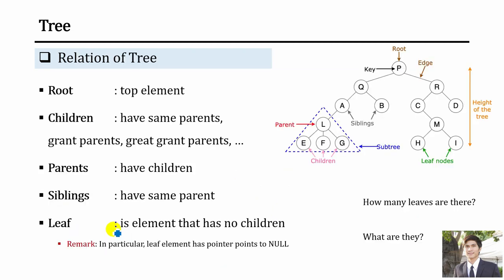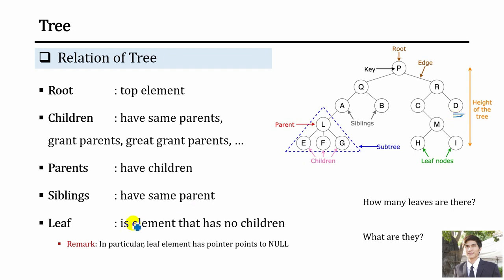The root is considered the top element. Children are those nodes that have the same parent, or grandparent, or great-grandparent, because we have many sub-levels. A parent normally has children. Siblings actually have the same parent. And a leaf is an element that has no children, normally at the bottom. For example, D here is also a leaf node because it has no further children.